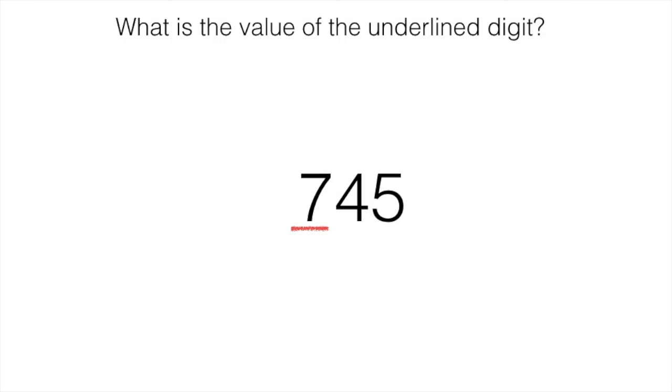Let's watch the video. What is the value of the underlined digit? The underlined digit is a 7, but is that the value? No, I don't think so. What place is the 7 in? The 5 is in the ones place, and the 4 is in the tens place. So that means the 7 is in the hundreds place. So what does that tell us? It tells us there are 7 hundreds in our number.